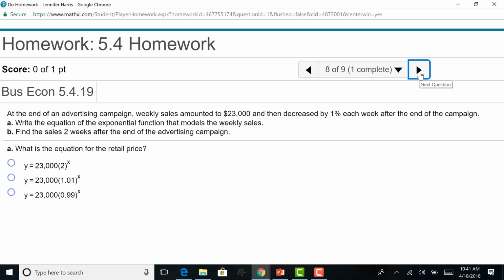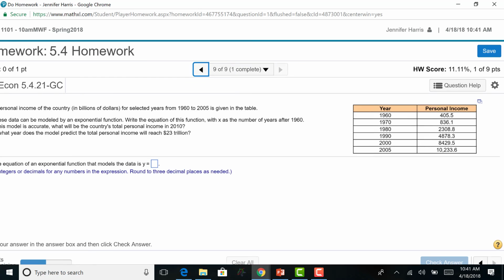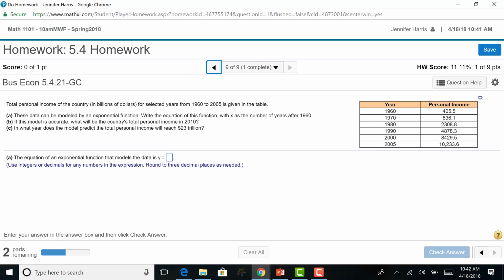Bless you. And of course, number 9. There's my table. I couldn't see my table at first. All right, so these data can be modeled by an exponential function. Write the exponential equation, with X number of years after. Okay, all right, questions? That gives you enough information to get a good head start on this 5.4 homework.